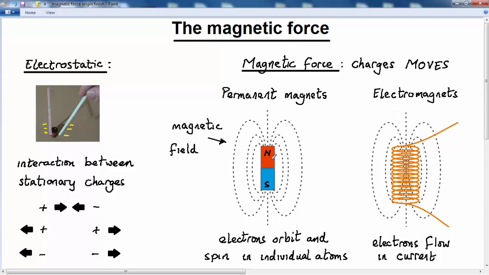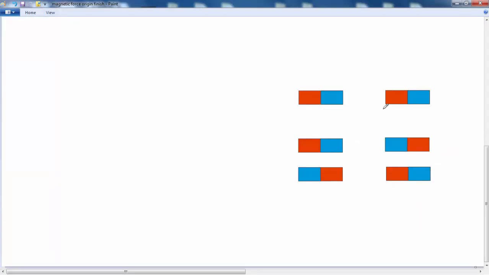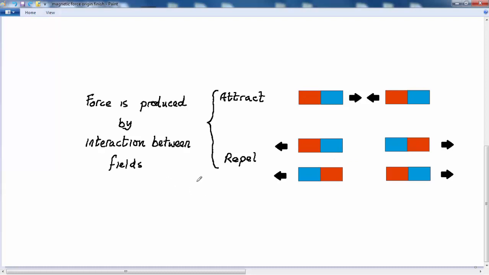So these poles are always at either end of the magnet, and they will interact with each other. If the poles are opposite, either north-south or south-north, then that will produce an attracting force. And if the poles are the same, that is south-south or north-north, then that will produce a repelling force. Okay, and as I mentioned earlier, these forces actually originate from interactions between the magnetic field lines, which I haven't drawn here, but we'll look at that in the next lesson.